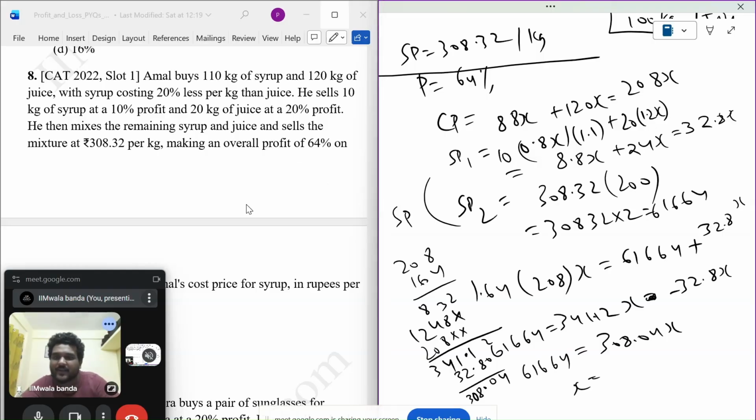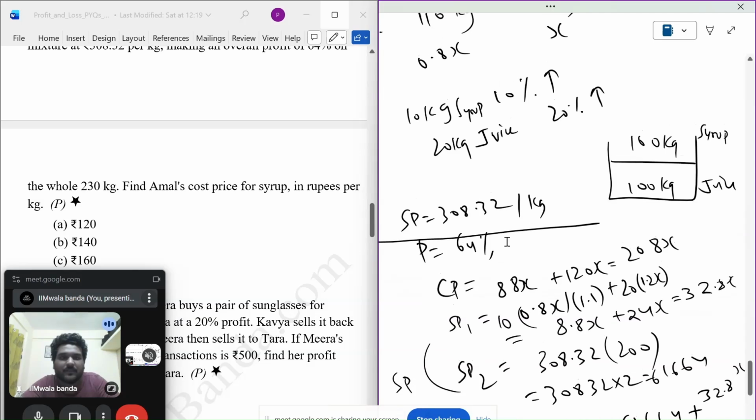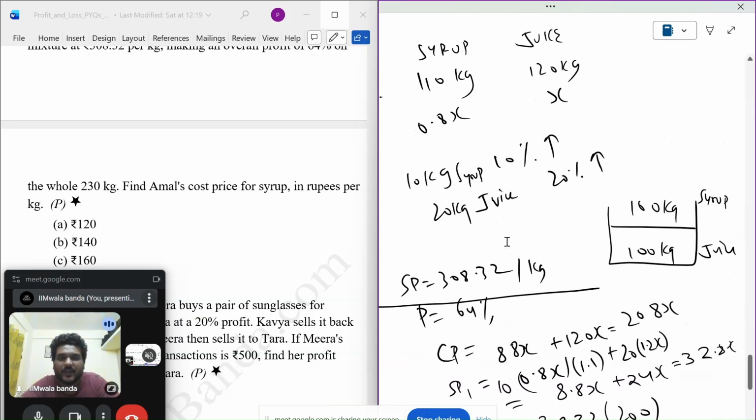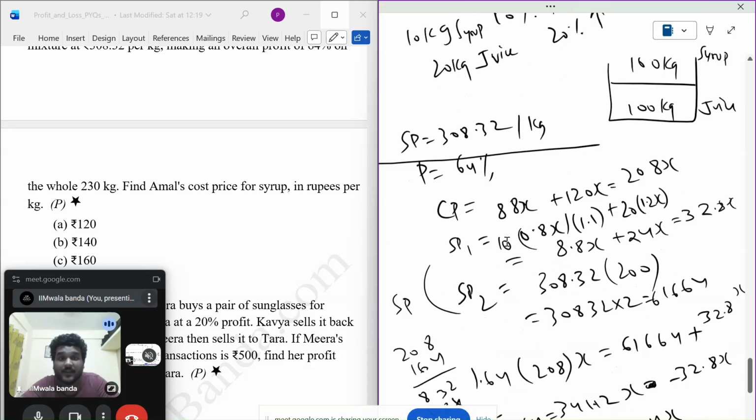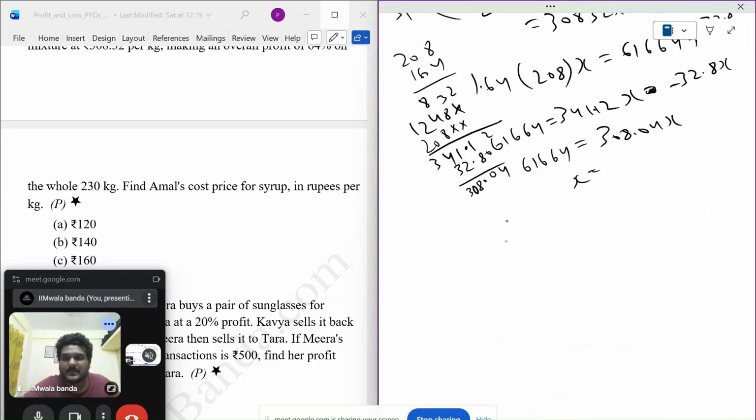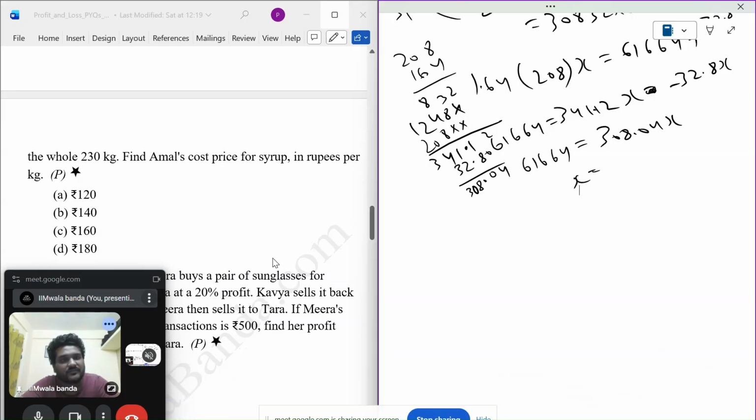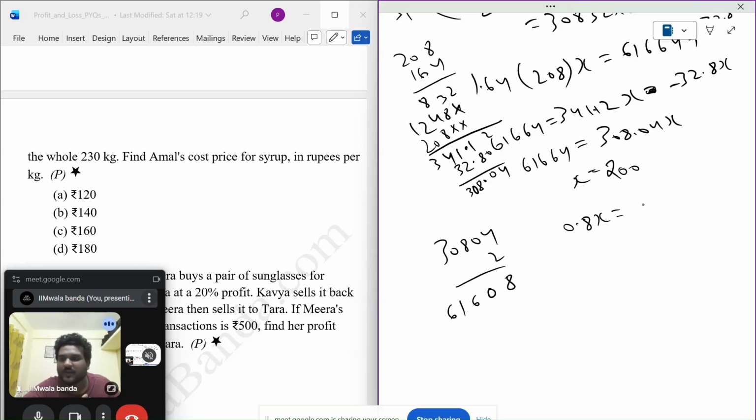I need x, right? Find Amal's cost of syrup. I need 0.8x. Yeah, I need 0.8x, and it looks like it should get solved. 30804 into 2 is not that, 61608. See, if I was in an exam, I would have assumed x as 200, because it is somewhat 2 and then this 100. So upon 100, this will get 200 and I need 0.8x. So I would say 160.